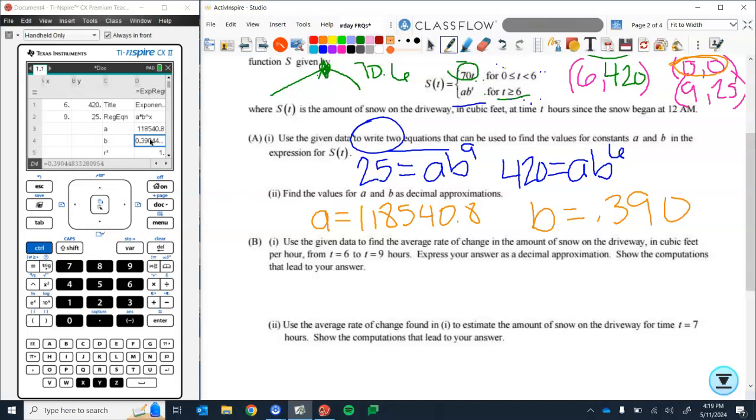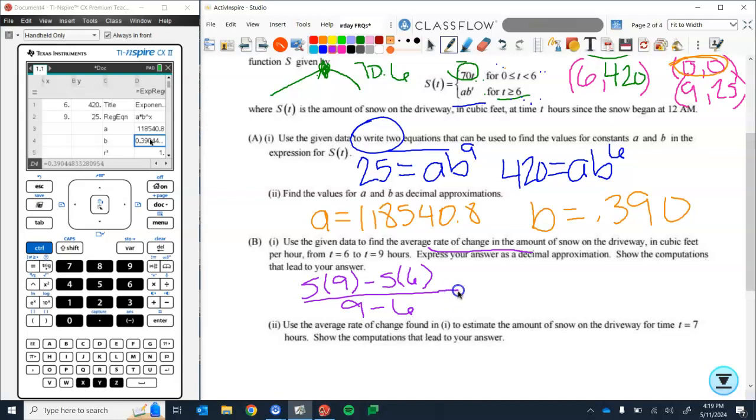All right. So then it says use the given data to find the average rate of change. Average rate of change just means slope. I'm looking for the slope. We can do slope. Even if you couldn't do A, you can do B. Because if I want the average rate of change from 6 to 9, then I need S of 9 minus S of 6 over 9 minus 6.